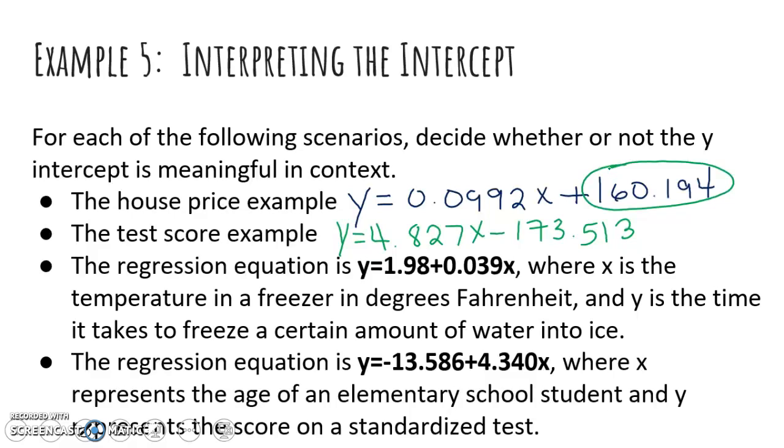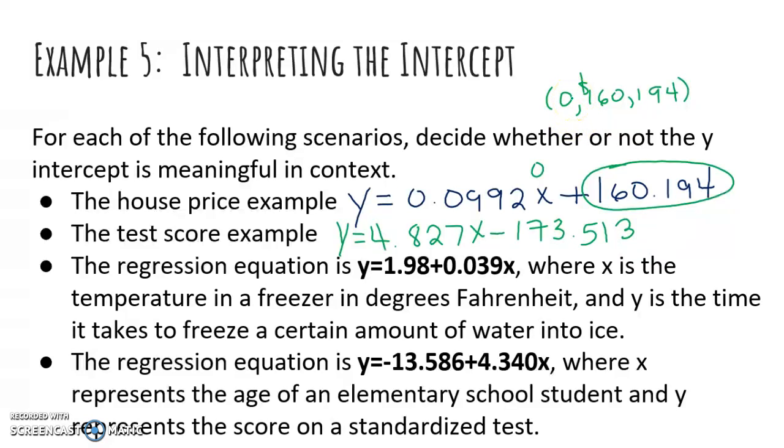This 160.194 is actually 160,194 because if you'll remember, y is in thousands. And this is the y when the x is 0. Now 0 is the size of the house. So what this is saying is when the size of the house is 0, the cost of the house is $160,194. So does that make sense?